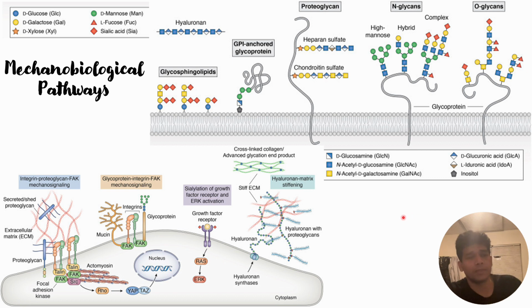So I hope you have understood some basic idea about these mechanobiological pathways and the types of glycans that are present within mammalian cells. If you need to understand more about this topic, you can go through the reference that has been provided in the description.